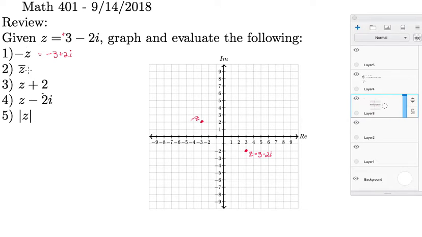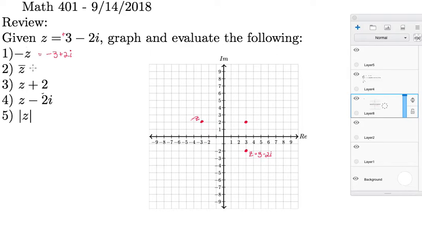The next thing we're going to evaluate is Z conjugate, the conjugate of Z. If you remember, the conjugate of Z is defined as the reflection of our complex number Z about the x-axis, or the real axis. So here's our x-axis. If we reflect this point about the x-axis, we take it to the opposite side of this axis. Think of this as the mirror image. So here's our line of symmetry, and we're reflecting this point about this line. We're going to arrive at this point right here.